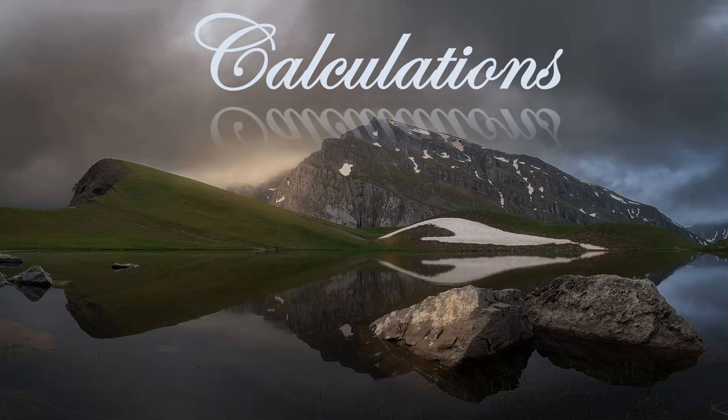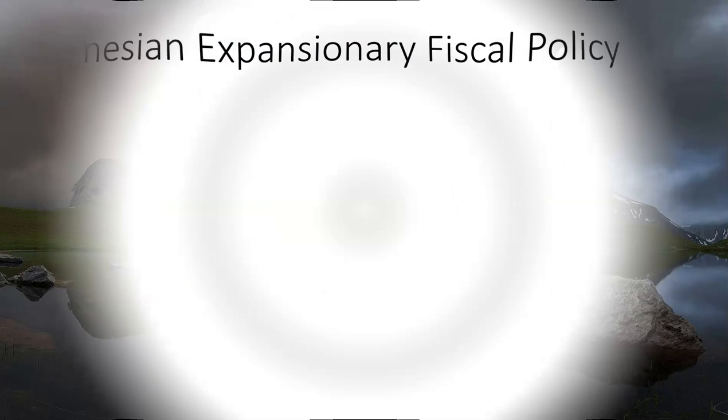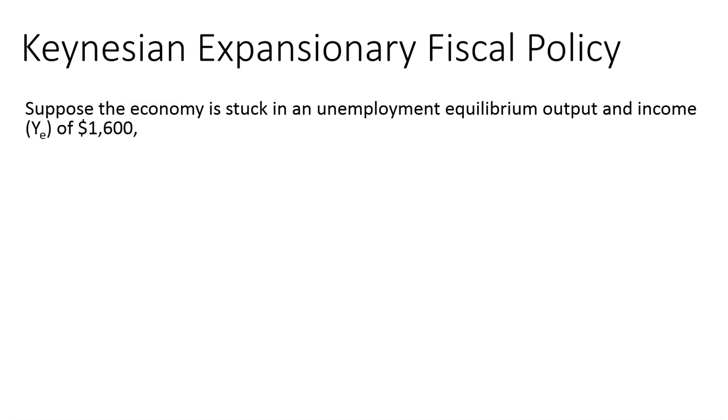I want to return to the equations we've been working with in the Keynesian model and integrate into those equations the fiscal policy, taxes, and spending that we've been talking about in this section. So just to return to the example we were working with in the previous section of the course, suppose we've got an economy that is stuck in an unemployment equilibrium of output and income of, say, $1,600.